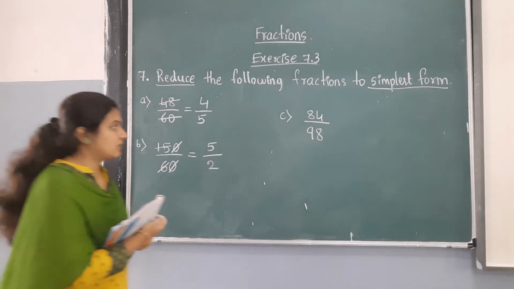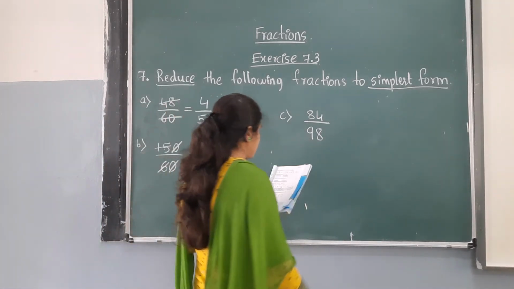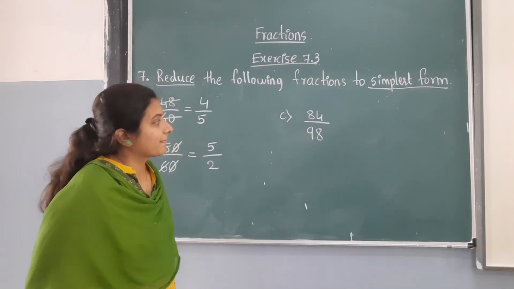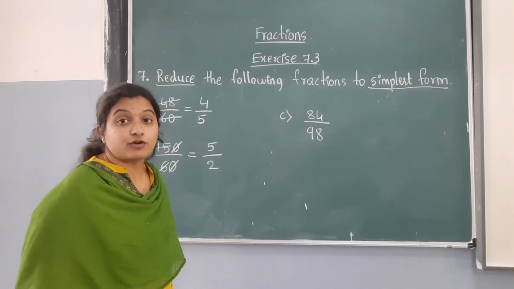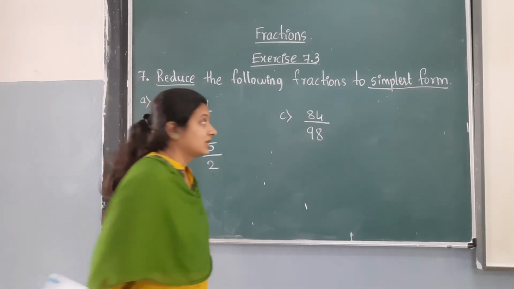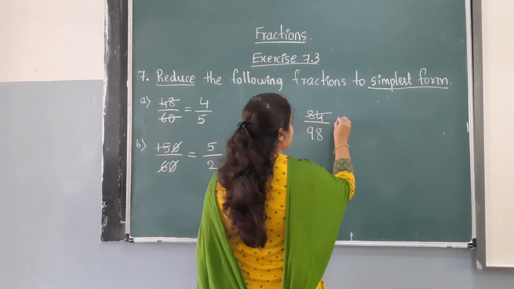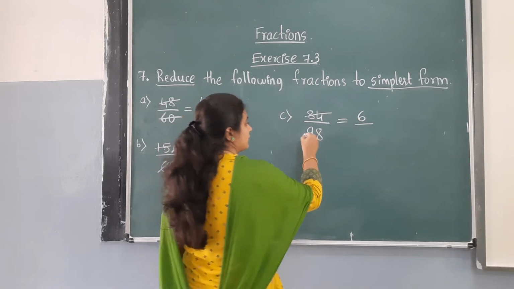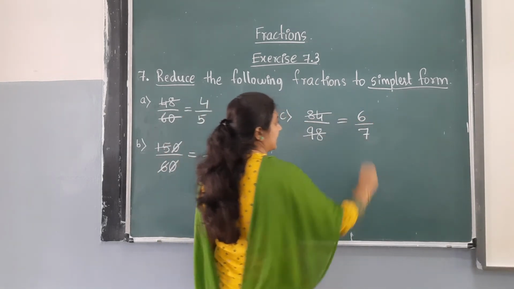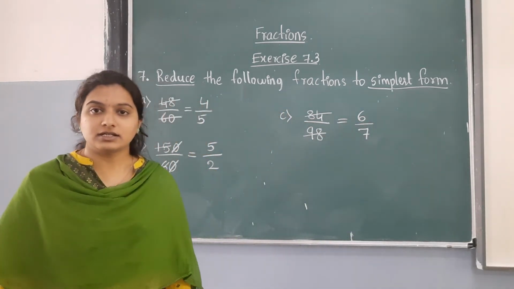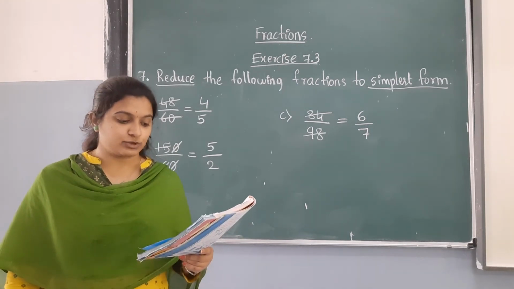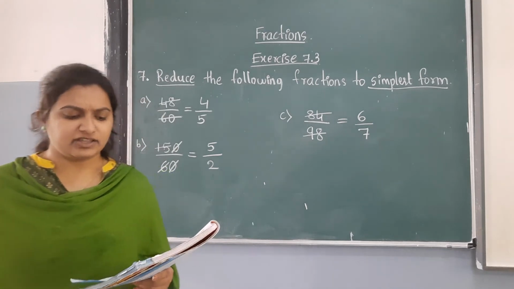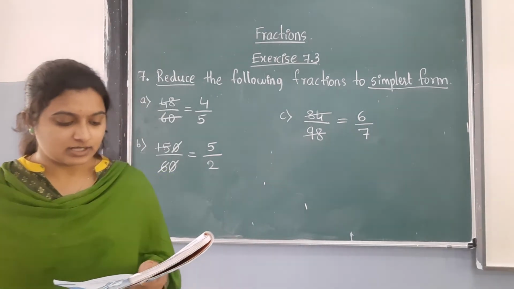Understood? Now come to see. Which table, children? Think. In which table? 14 table. 14 sixes are 84. 14 sevens are 98. Understood? Like this only you have to cancel the next two questions, D and E. Very simple, you can do that.